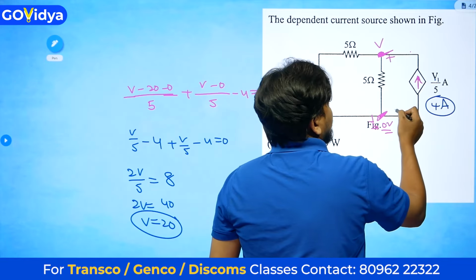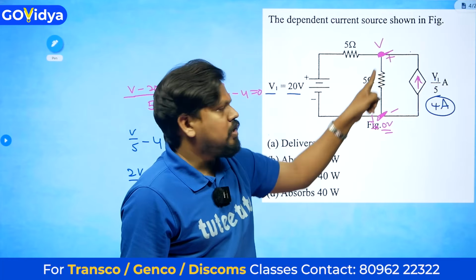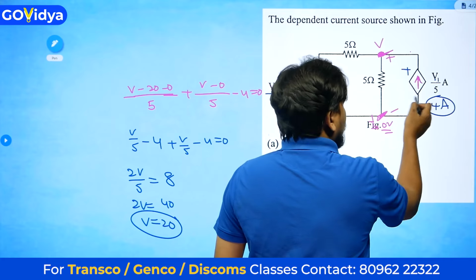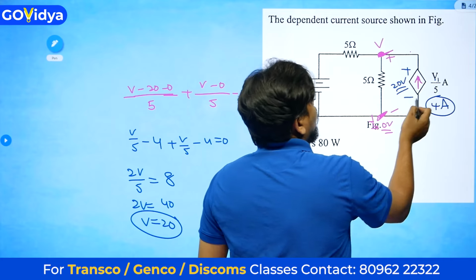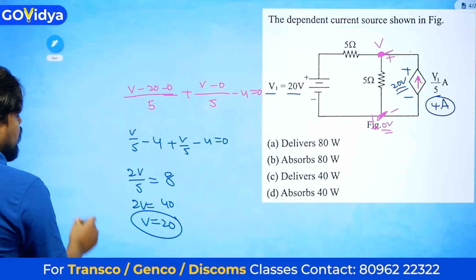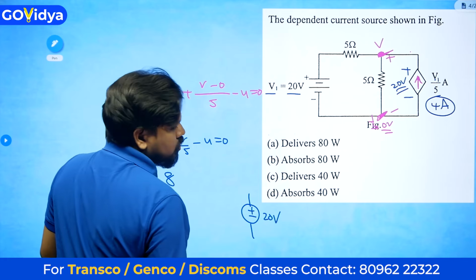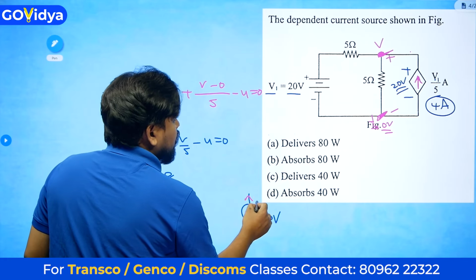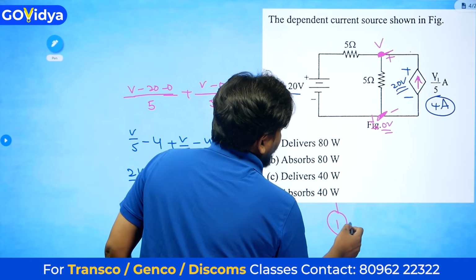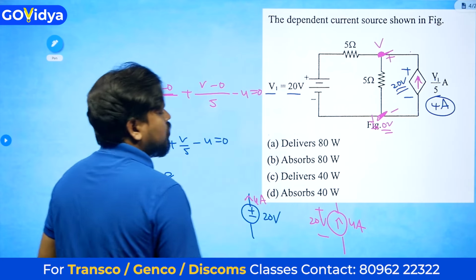That means this is the plus terminal and this is the minus terminal, because it's 0. 20 means it is higher voltage, plus, and this is lower voltage, 0. So the voltage from here to here is also 20. With 20 volts and the current it is giving, it is just like a voltage source of 20 volts giving 4 amperes. Otherwise, it is a current source of 4 amperes with 20 volts across it. It's the same thing.